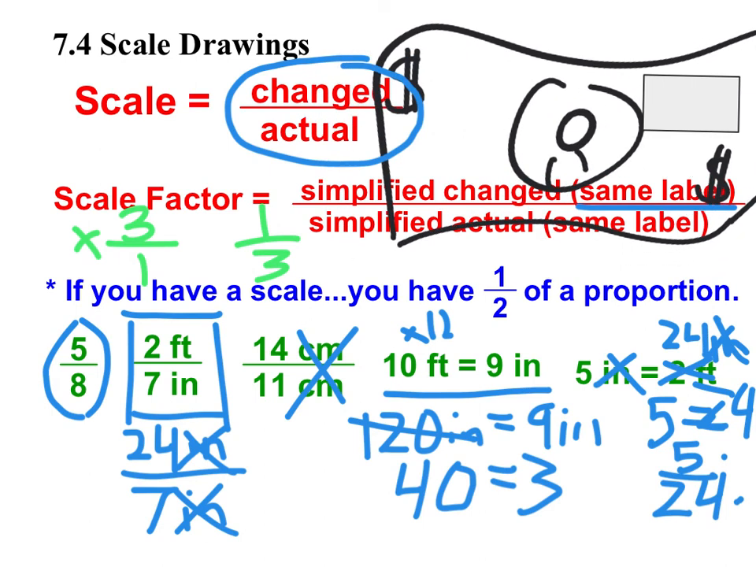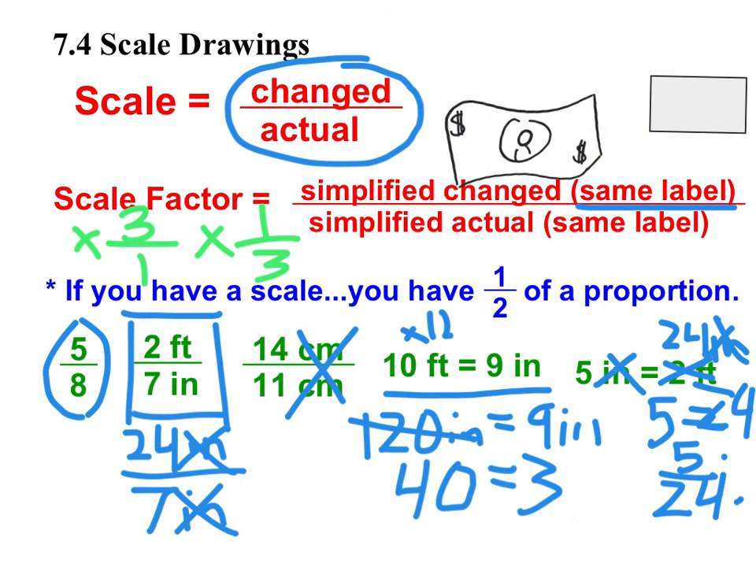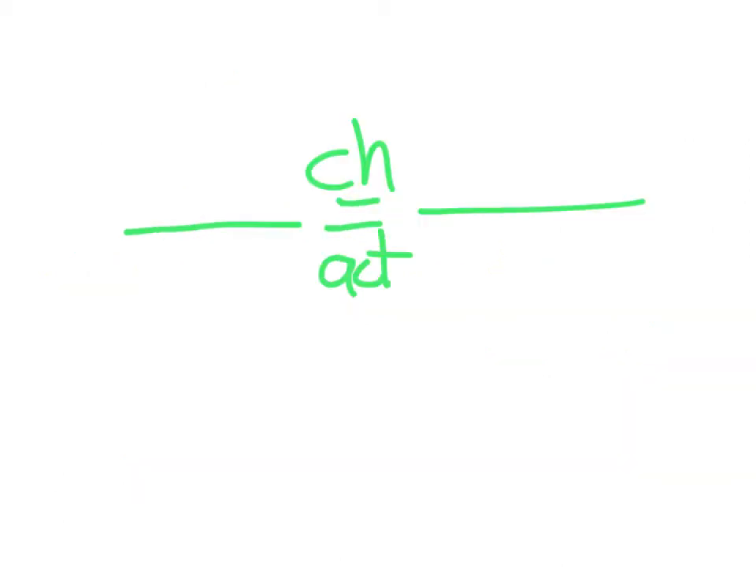Okay, but if I took it times 1/3, I'd be shrinking it down to 1/3 the size. But that only works when it's a scale factor, because we no longer need the labels.